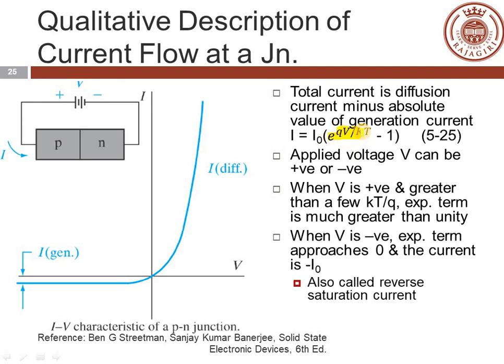So the first term will dominate. And if V is negative, the exponential term approaches 0. This term approaches 0, and the minus I0 term will dominate, which is otherwise also called reverse saturation current.